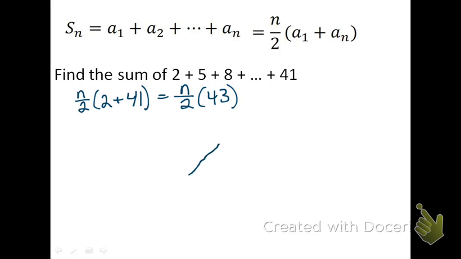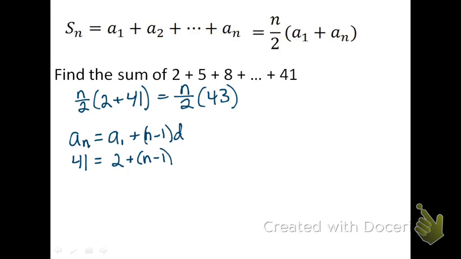Well, we know that a sub n will have to be equal to a sub 1 plus n minus 1 times d, because we're told that this is an arithmetic sequence. So we know that's our basic formula. Well, a sub n is 41. That's our nth term. It equals a sub 1, which is 2, plus n minus 1 times d. Well, d, we already figured out, is 3. That's our common difference. So here we have an equation, 41 equals 2 plus n minus 1 times 3.